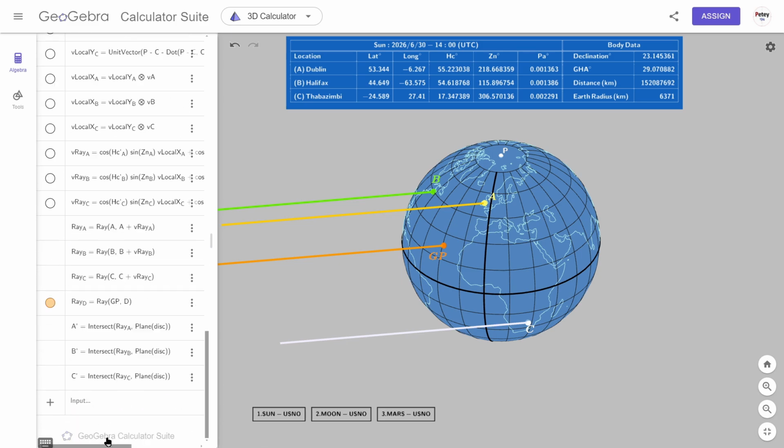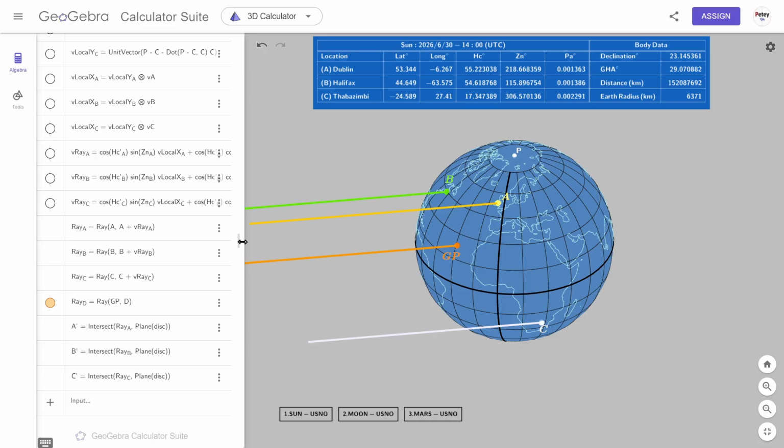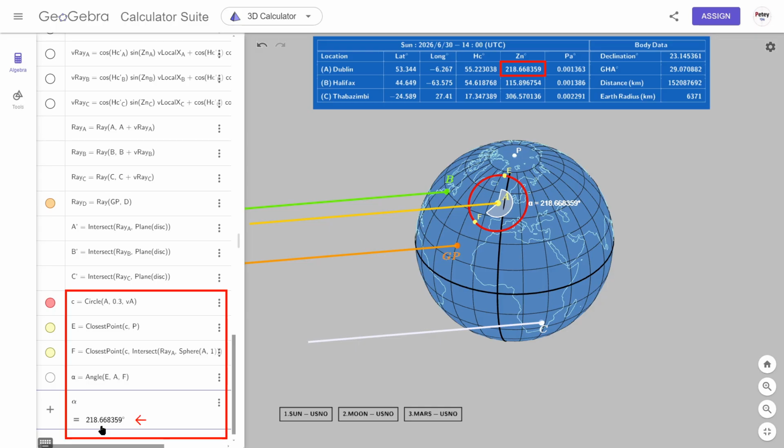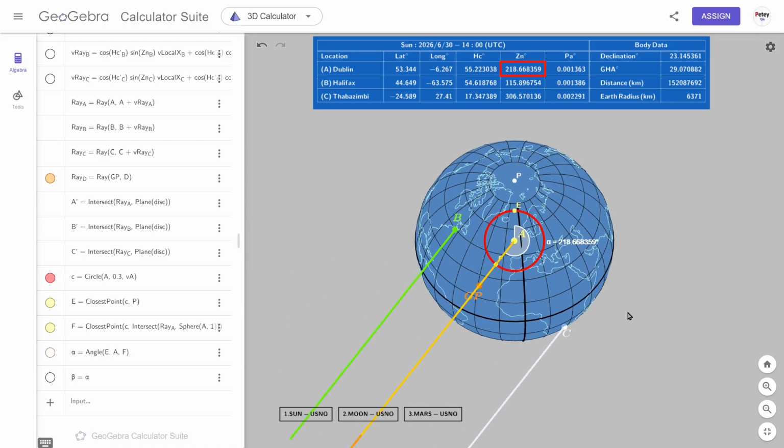And we can confirm these rays are aimed correctly by getting GeoGebra to measure them. So in the case of point A, we can acquire the zenith angle like so, while the altitude angle is the complement. For the direction, we can get GeoGebra to measure the angle from north, and as you can see, it's a match for the value in the table.